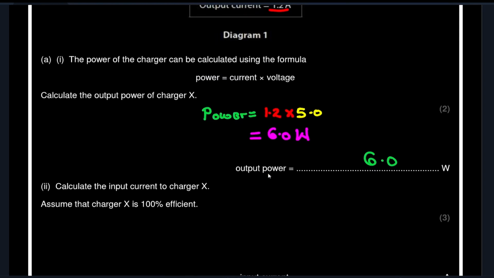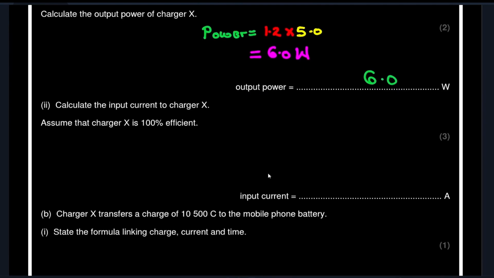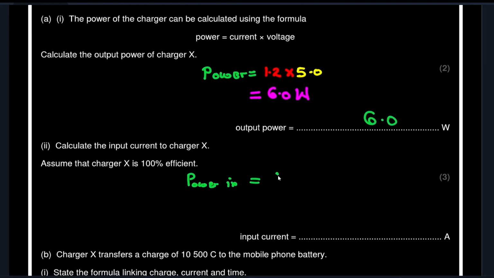Calculate the input current to the charger X. Assume that the charger is 100% efficient. So if it's 100% efficient, it means input power equals output power. So we can write here, power in equals power out, and the power in is input current times input voltage, and the power out is output current times output voltage.